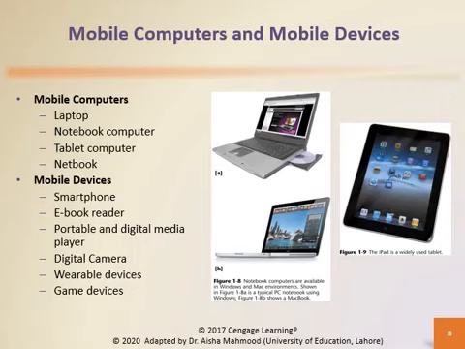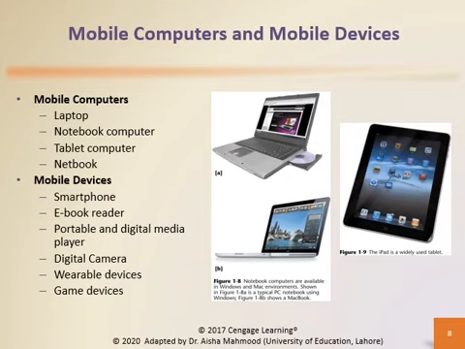A mobile device is a computing device small enough to hold in your hand and usually does not have disk drives. As you can see, mobile devices usually store programs and data permanently in memory chips inside the system unit or in small storage media such as flash memory cards.